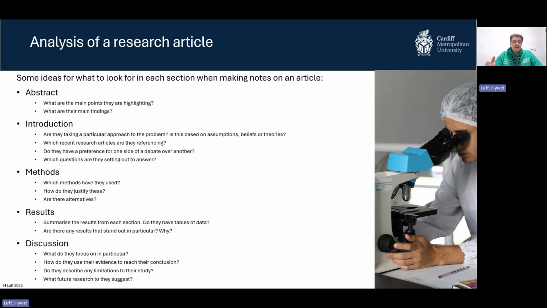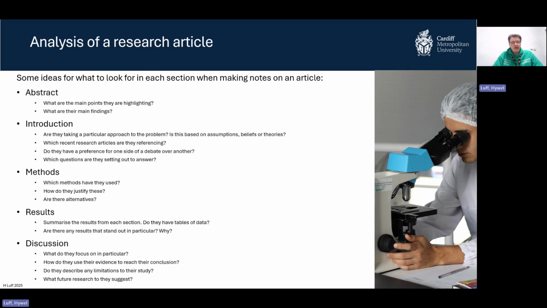There's a standard layout for these. You'll have an abstract at the beginning, perhaps 200 or 300 words explaining the headlines of the article. Obviously when you're selecting literature, the abstract gives you a fairly good idea of whether that article is going to be realistic and relevant for you. So when you're looking at an abstract, what are the main points? What are they highlighting? What are they focusing on there? What are the key things they want you to know before you read?